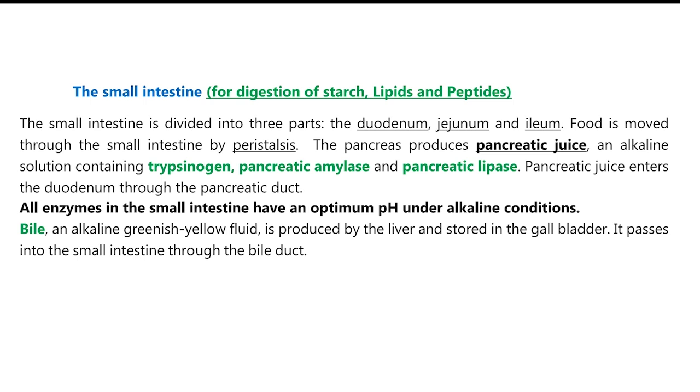The food coming from the stomach is called chyme, and it's acidic, remember, because the gastric glands produce the hydrochloric acid, making the pH acidic. But we've said the enzymes in the duodenum work well under alkaline conditions, so we need to neutralize the acidity, and this is neutralized by the sodium bicarbonate, which is found in the bile.